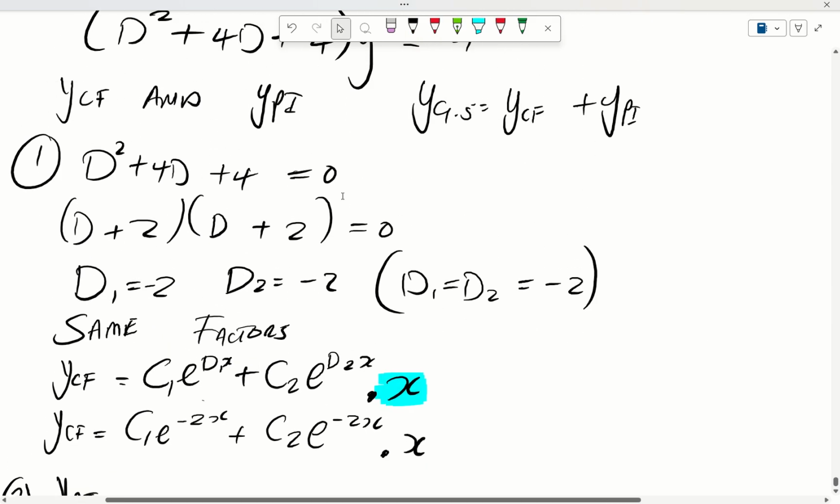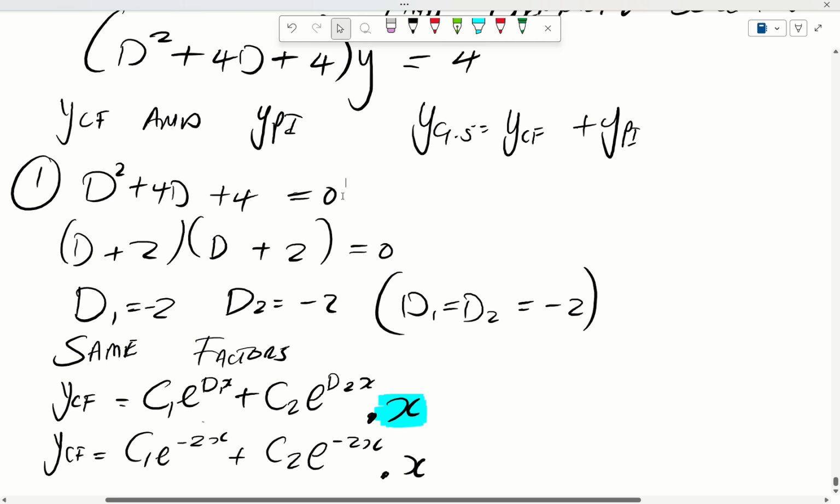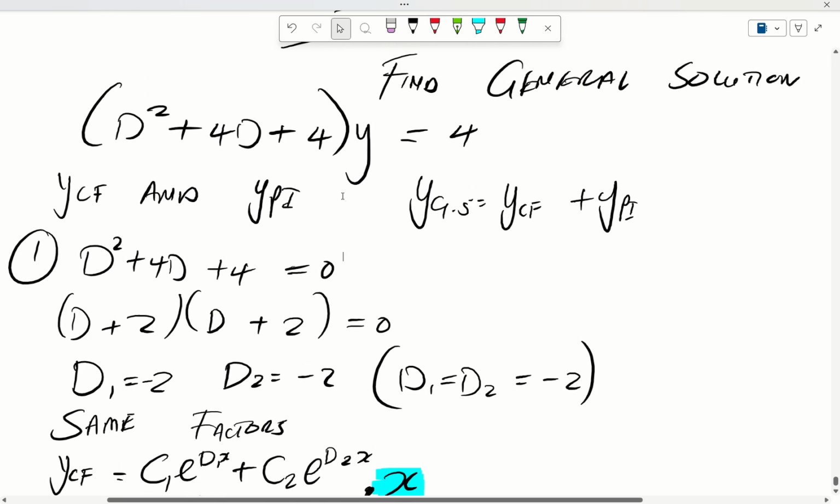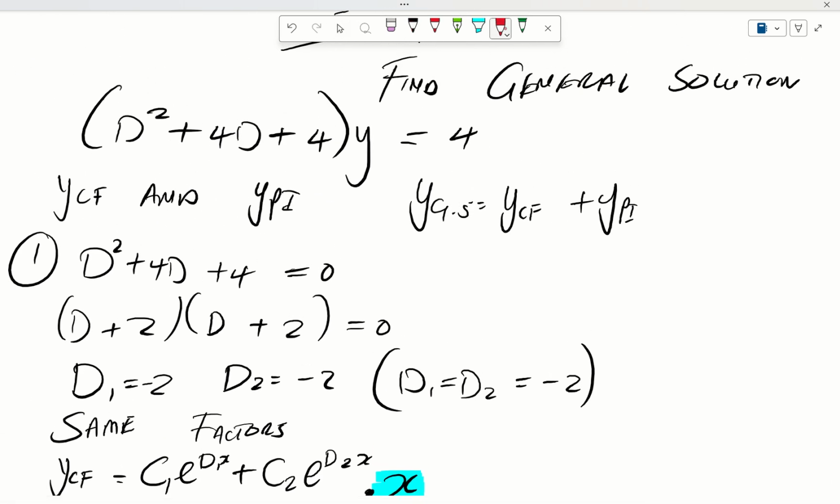So now we're going to find the particular integral. Guys, particular integral simply means you take the y that you see from the original equation. I normally write it as pi like this. I just put pi in front of that.